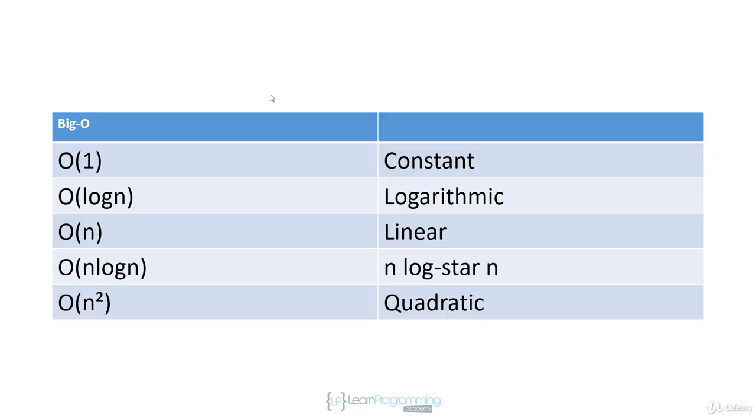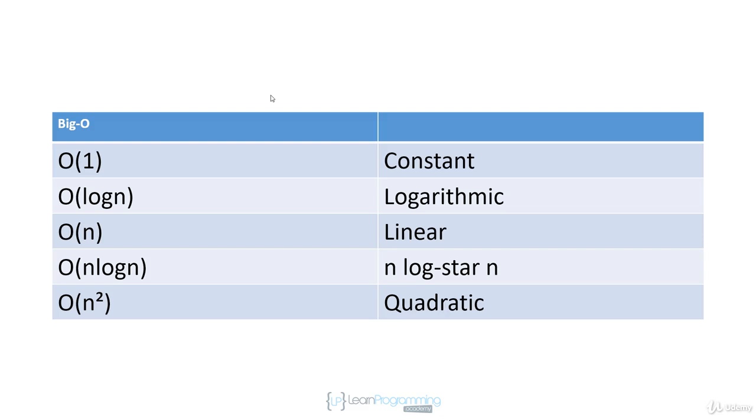So these are the big O values we're going to mainly see in this course. We have O of 1, which is constant time complexity, O of log n, which is logarithmic time complexity, and that's log to the base 2, not log to the base 10. So it's log to the base 2 of n. O of n, which is linear time complexity. And then we have O of n log n, which is n times log to the base 2 of n. And that's n log n time complexity.